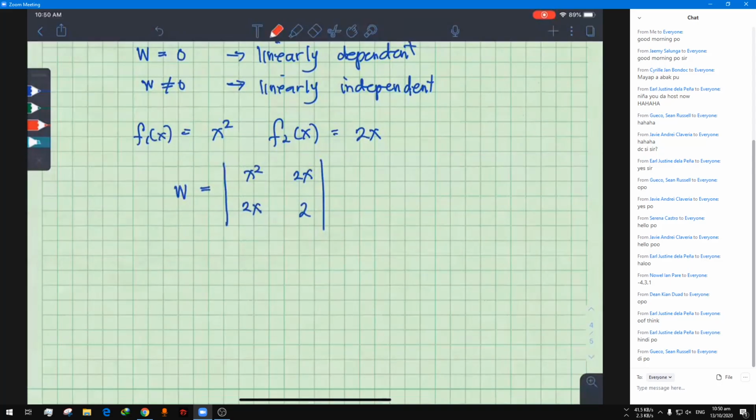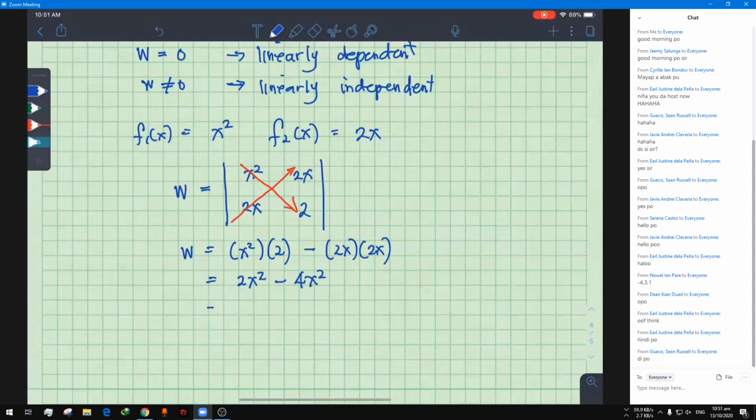And then sa determinants, okay? So in evaluating this one, pag 2 by 2, simple lang siya. So that would be the downward minus the upward. The product of the downward minus the product of the upward. So W would be equal to, downward would be x squared times 2, then minus product of the upward, so we'll have 2x times 2x. So which is 2x squared minus 4x squared, which is negative 2x squared.